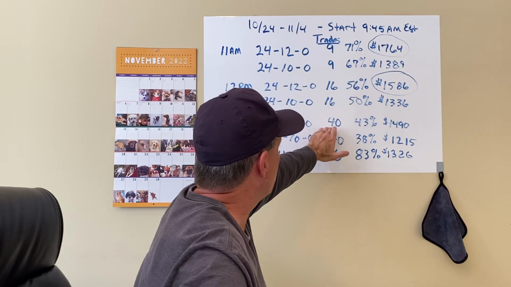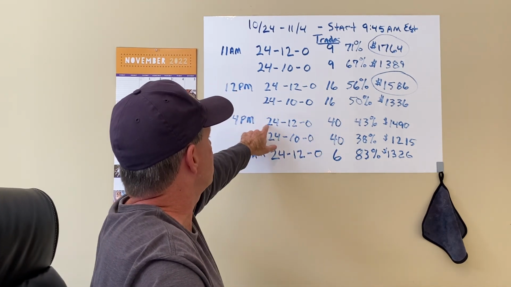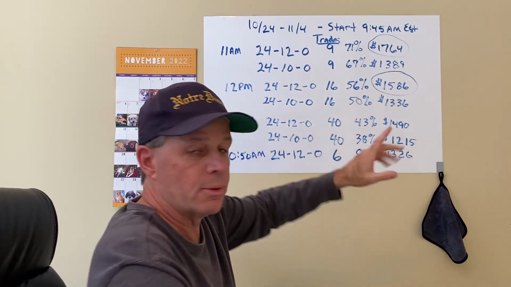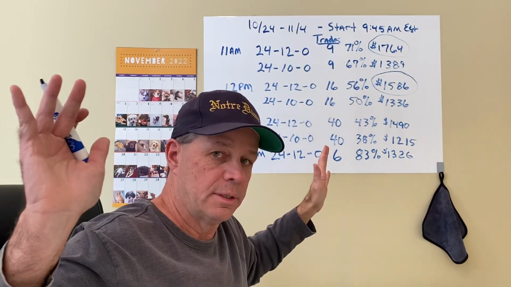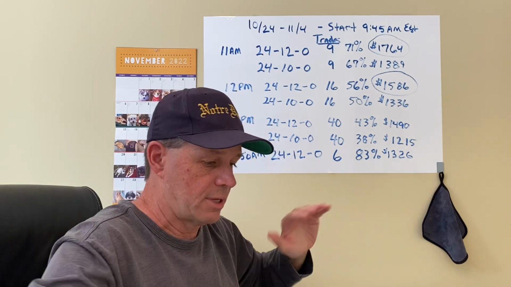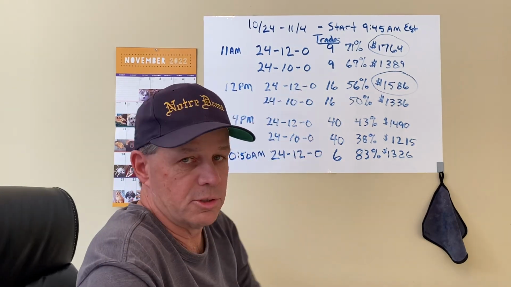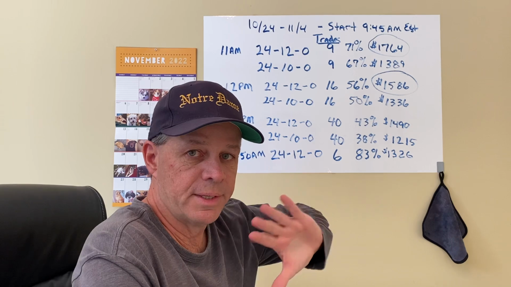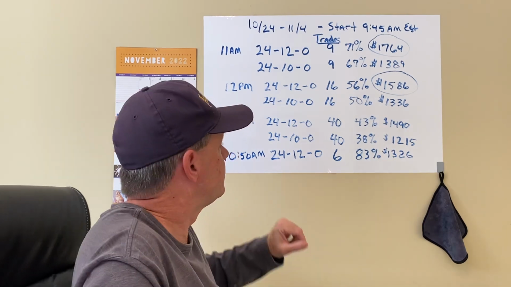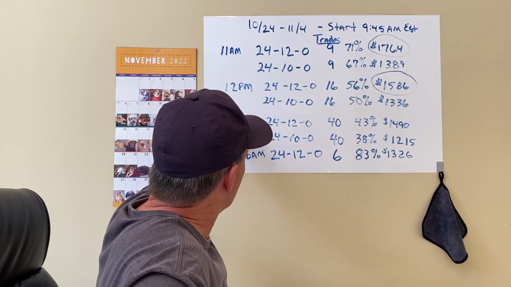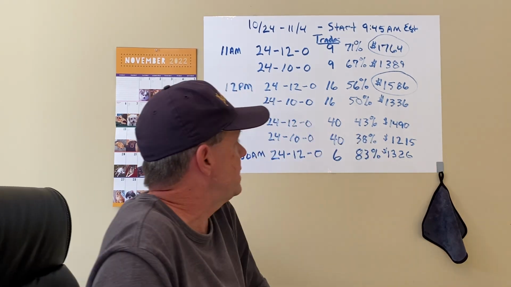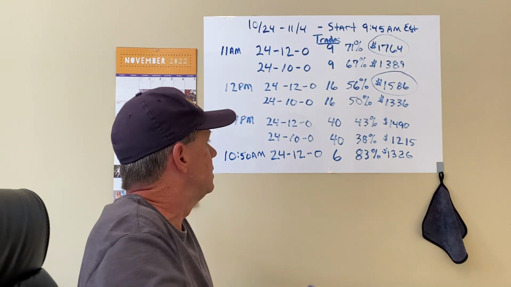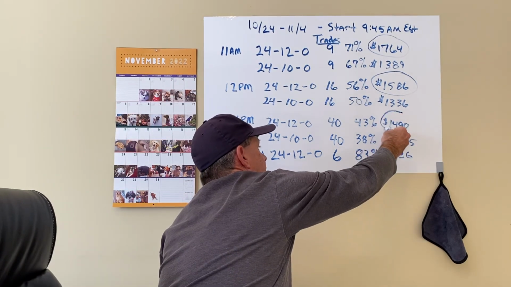Now you got 40 trades on that same strategy, 24, 12. By the way, 0 means no trailing stop. You just leave it. You enter, you don't touch it. That's what 0 means. Meaning you don't do a trailing stop. You don't have a break even. It either wins or it doesn't. Okay? 4 p.m. 40 trades, 43% win rate, $1,490. Again, focus on that.